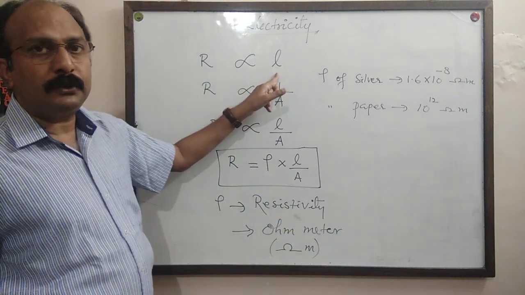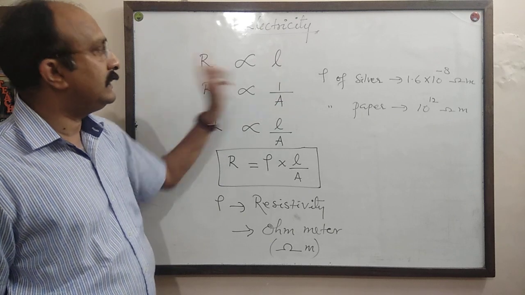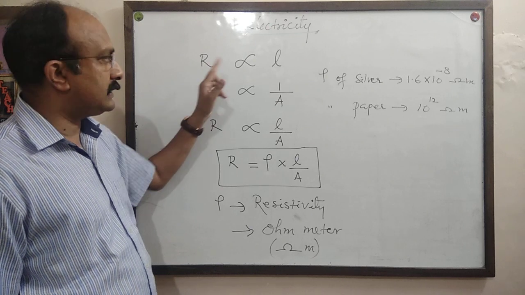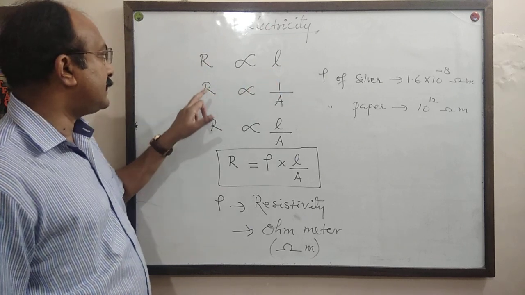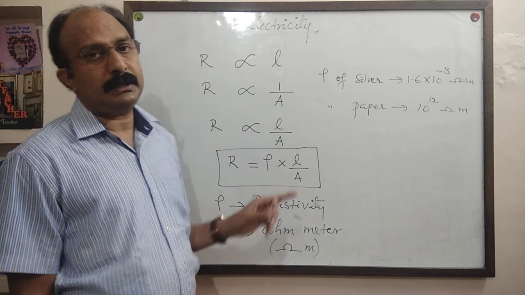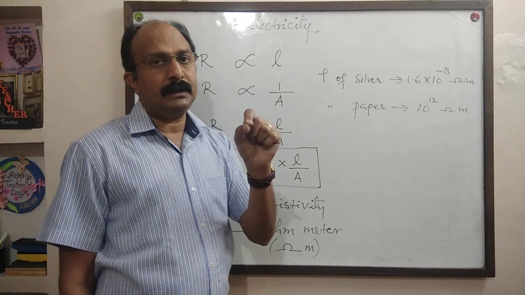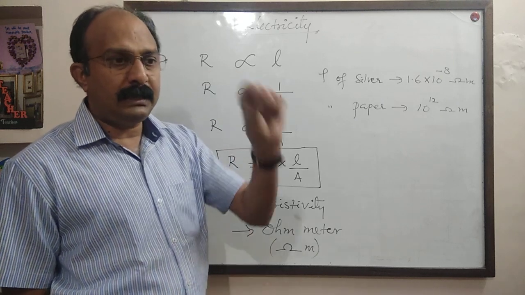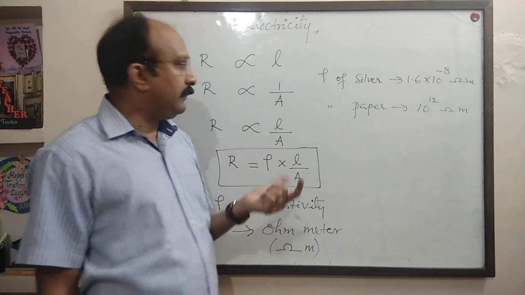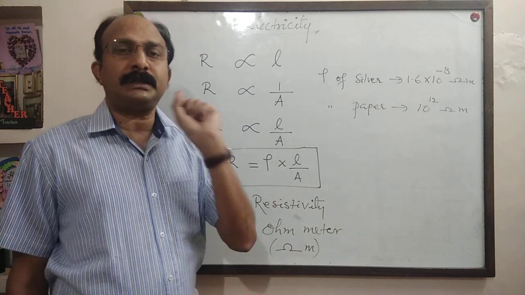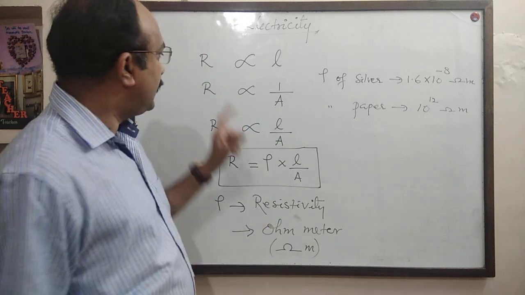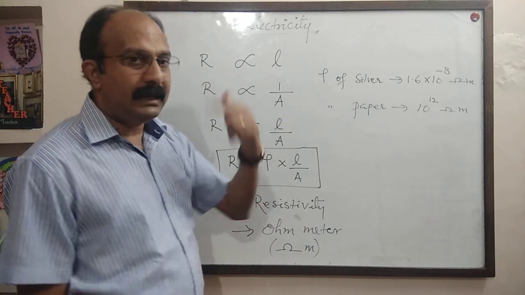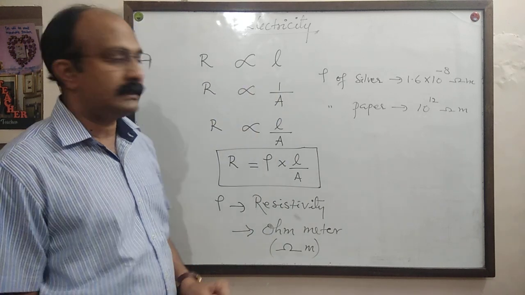So R depends on two factors. First point is length, directly proportional. As length increases, R also increases. As length decreases, R decreases. Second is area of cross section. In most wires, the shape is cylindrical, so area of cross section means the area of that circle. In another way, we can say area of cross section is simply the thickness of the wire. R and A are inversely proportional. So when thickness increases, resistance decreases.